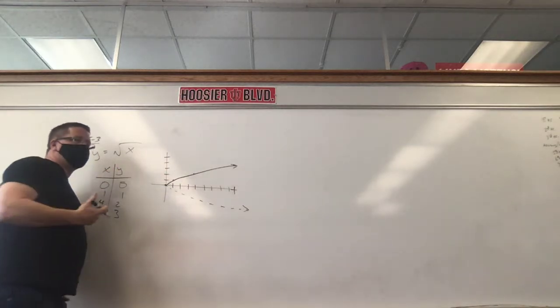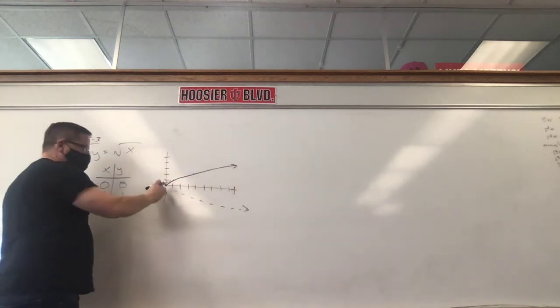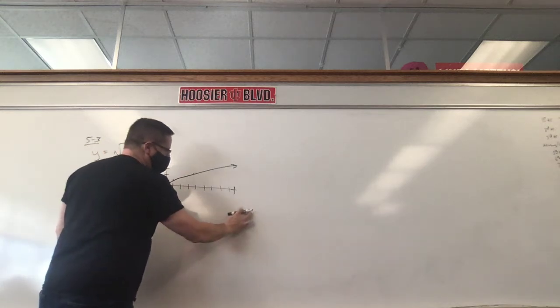Now, we've already answered this indirectly. See if you guys caught it, though. I put an arrow here. Should I also put an arrow over here? I'm going to get rid of this part right here. That's not part of the graph. Should I also put an arrow?